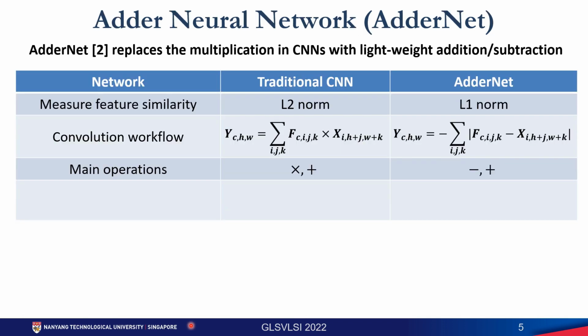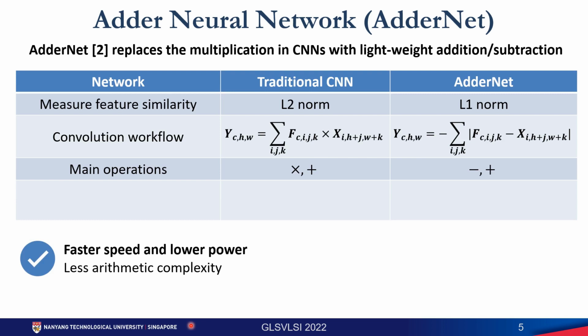To reduce the computation overhead, AdderNet replaces the multiplication in CNNs with lightweight addition-subtraction operations. Traditional CNNs use L2 norm to measure the feature similarity. AdderNet uses L1 norm. As the equations show below, AdderNet only contains subtractions and additions. Thanks to the less arithmetic complexity, AdderNet can bring faster speed and lower power.